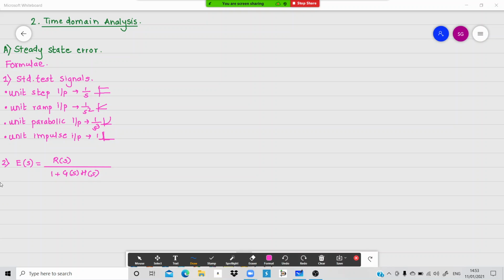Then the next formula is for steady state error, ESS of t, that is limit s tending to 0 of s R of s after applying the final value theorem. Now how we got these things is already there in the notes. I'm just writing all the formulas that you are going to require for solving the numericals. So our main intention is to solve numericals.